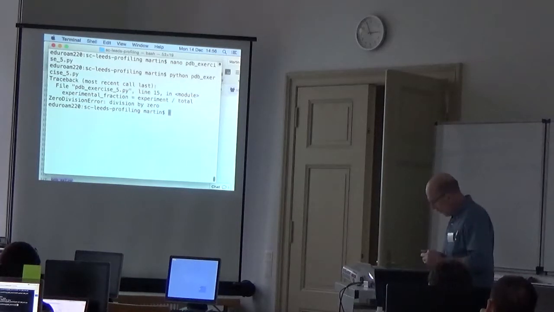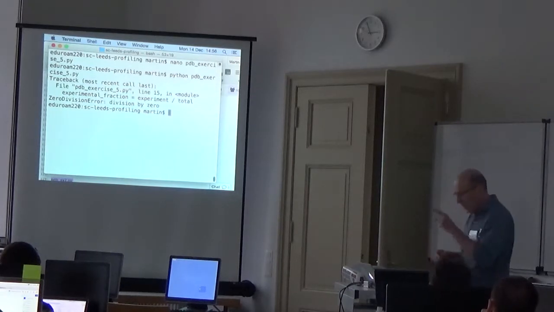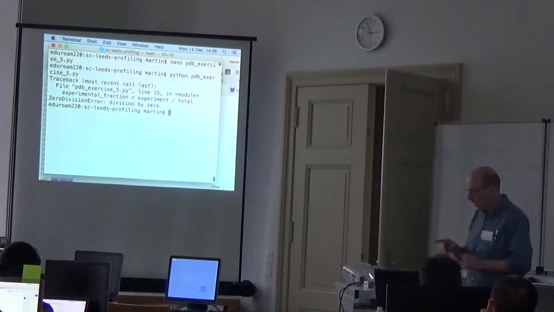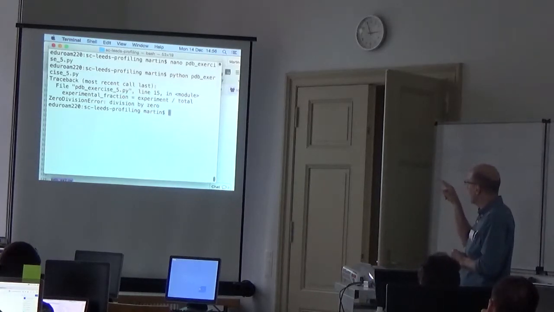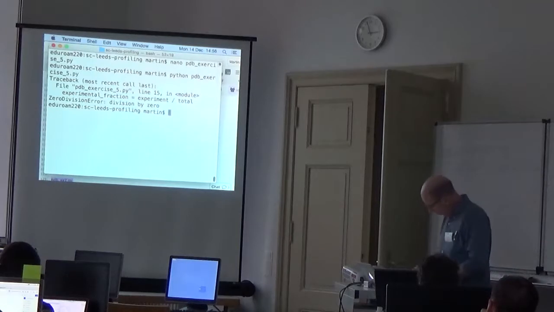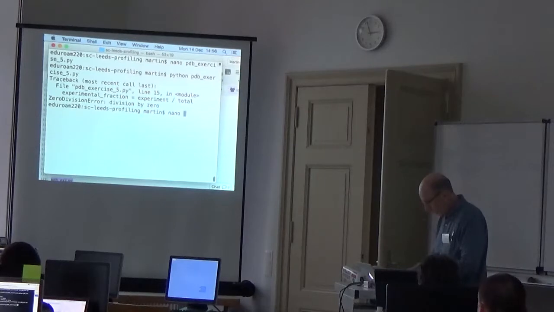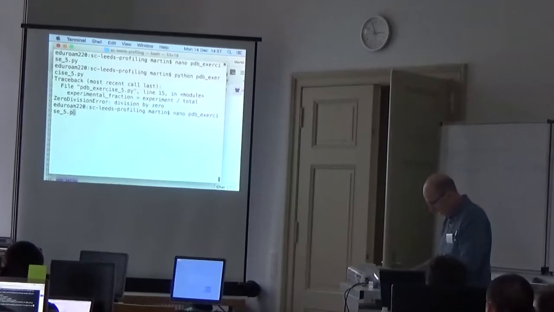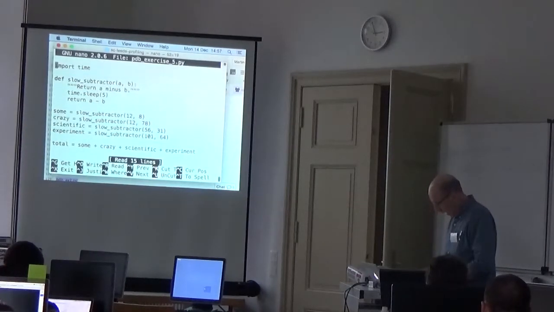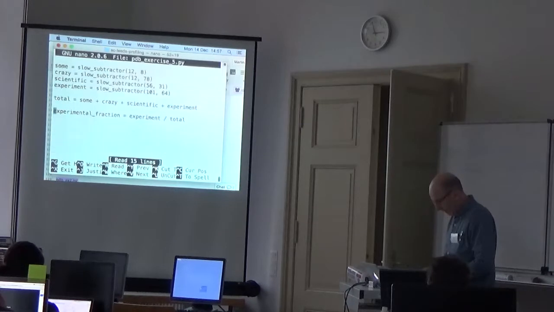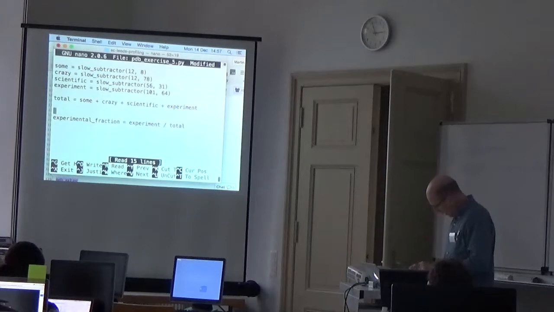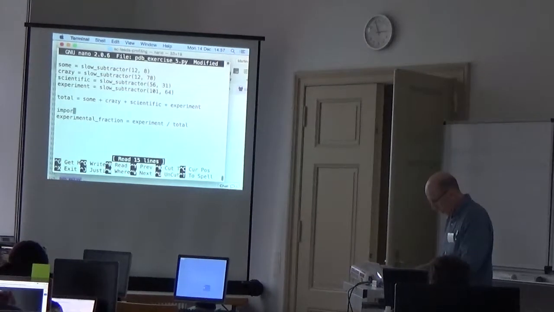So what I want to do is to insert something called a breakpoint immediately before the line that causes the error. So we can see the line that causes the error: experiment fraction equals experiment over total. So what I want to do now is go into my program again. So we're using Nano, PDB exercise 5 this time. And I'm going to scroll down a little bit. So that's the line I need to do something with. So immediately prior to this, I want to do this.